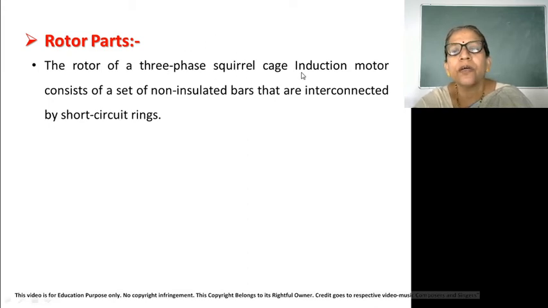Now the rotor of a 3-phase squirrel cage induction motor. Remember one thing, induction motors are of 2 types, squirrel cage induction motor and slip ring induction motor. We will study the rotor separately for each, because based on the construction of the rotor these motors are classified. The rotor of a 3-phase squirrel cage induction motor consists of non-insulated bars that are interconnected by short-circuited rings.